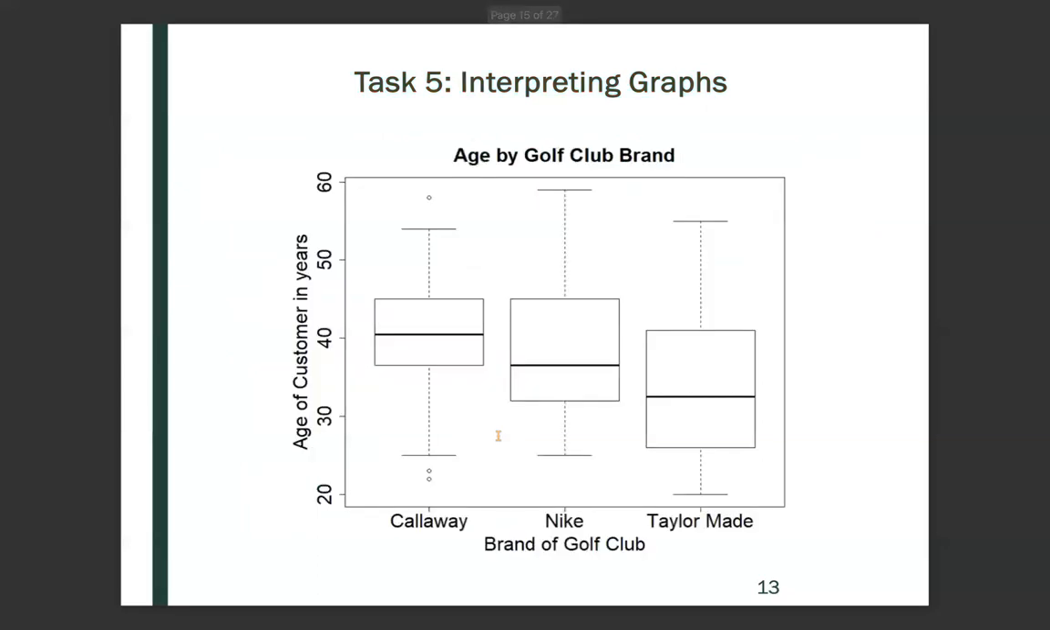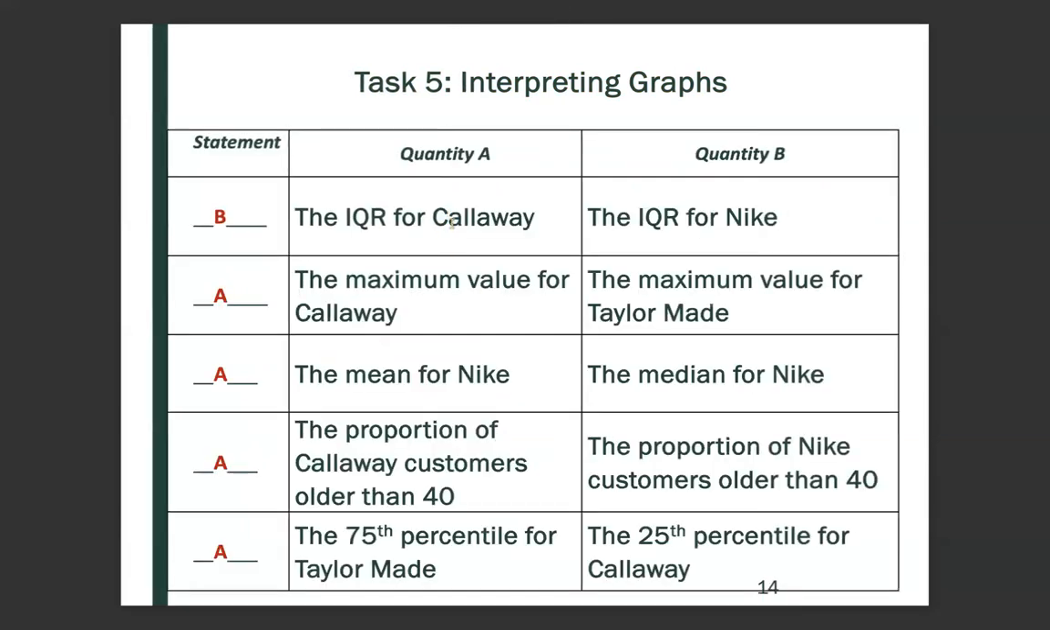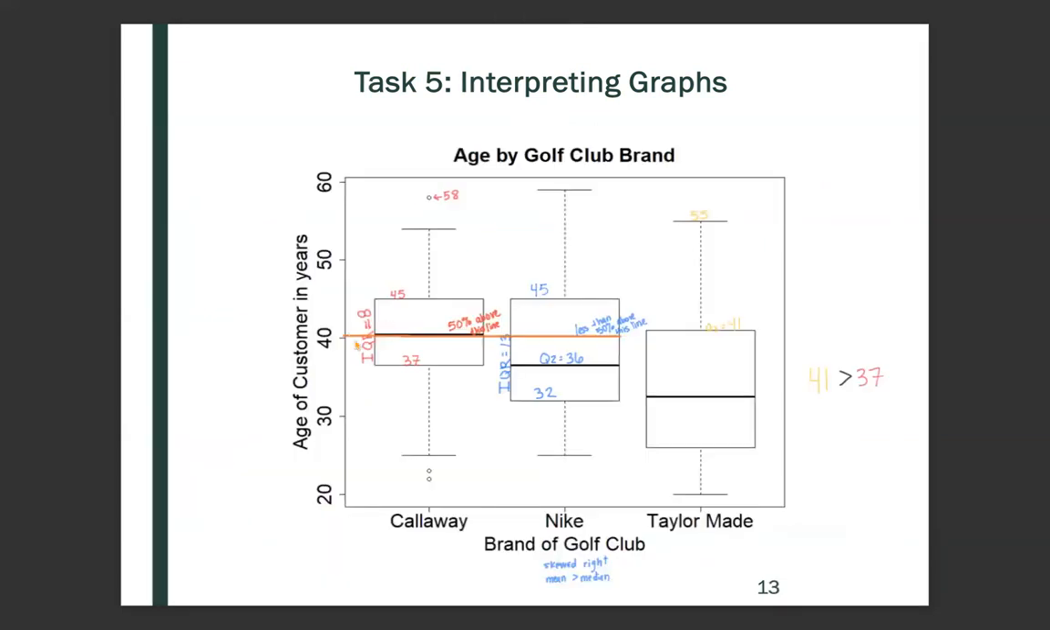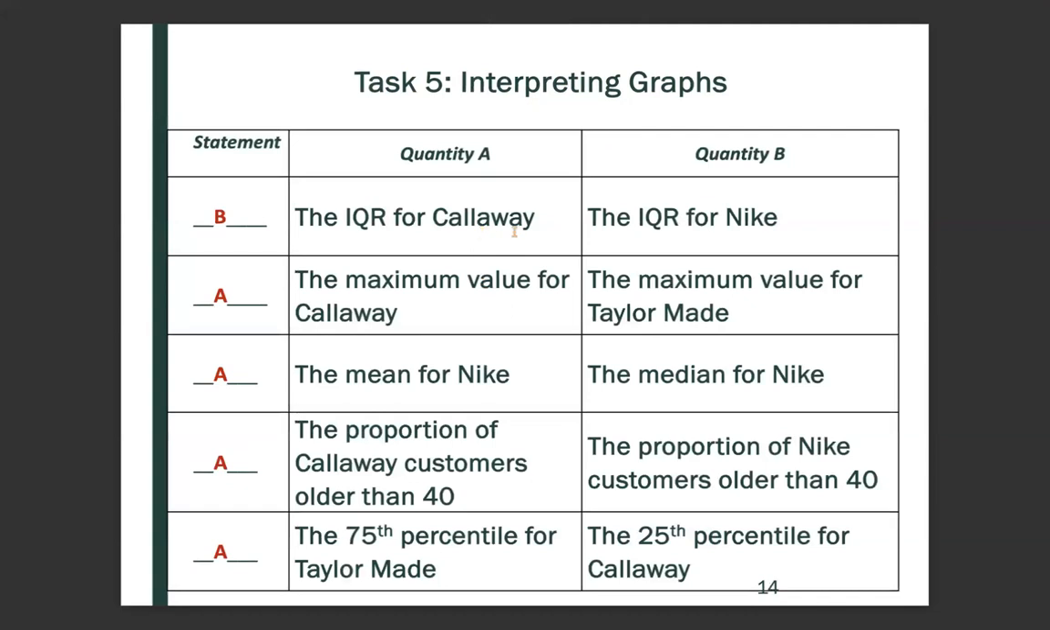So here are what the box plots look like. And so here are the different quantities we're comparing. So we want to see which quantity is larger, or if they are equivalent, or if the relationship cannot be determined. First, we are comparing the interquartile range for Callaway and for Nike. The interquartile range, again, is quartile 3, or the upper quartile, minus the lower quartile. The 2 brands that we're interested in are Callaway and Nike.